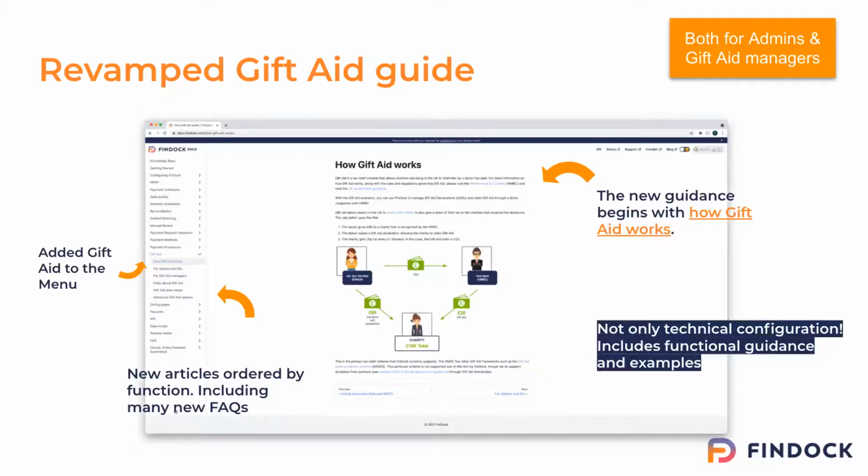So it's not only how do you manage it in FinDock, it's also what is the process that you're managing from a business perspective. Now, several changes we made are, we added Gift Aid as one of the main categories to our left-hand menu. And we created articles ordered on the function. So we have created a guide for admins and integrators, and then a guide for business users, we call them Gift Aid managers in this case. And then we added a lot of FAQs for commonly asked questions.